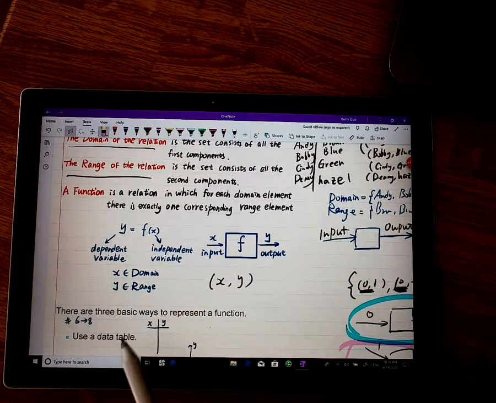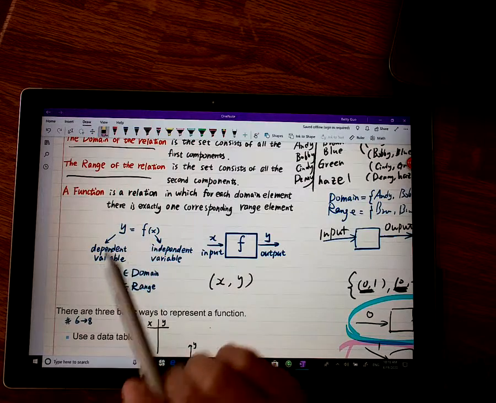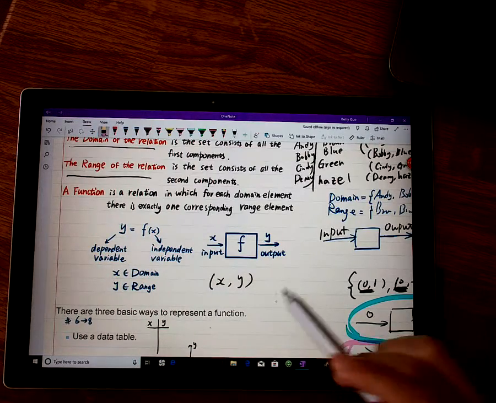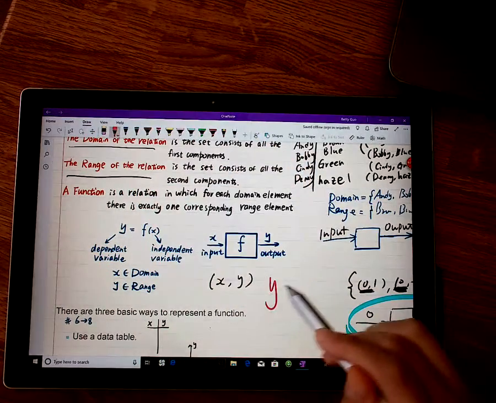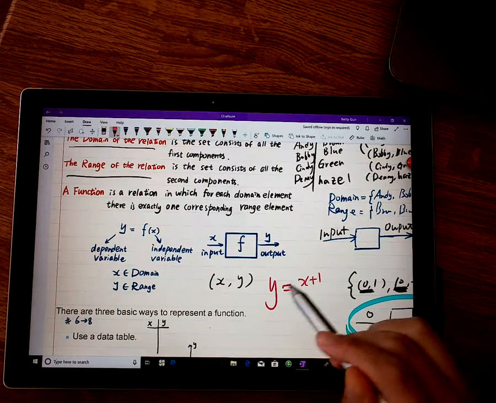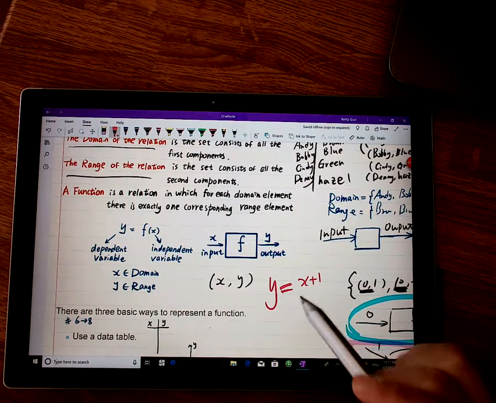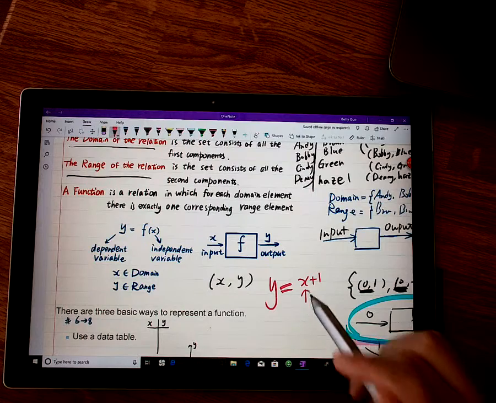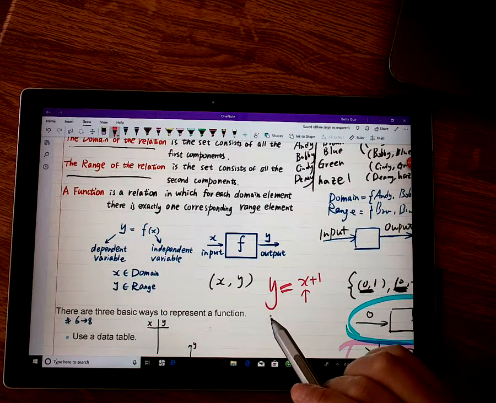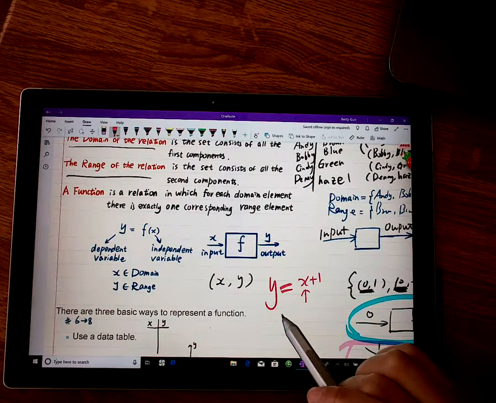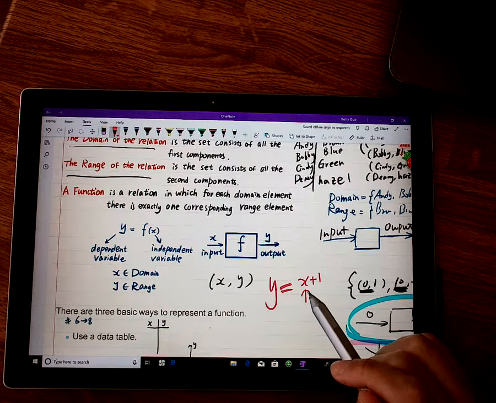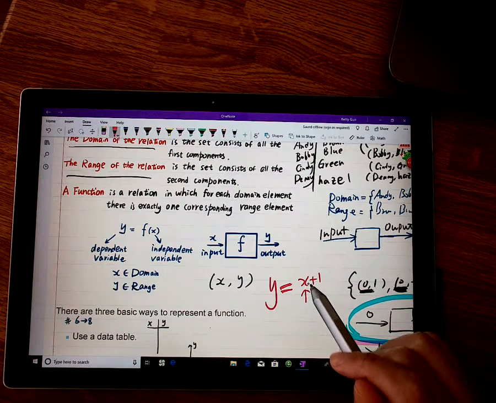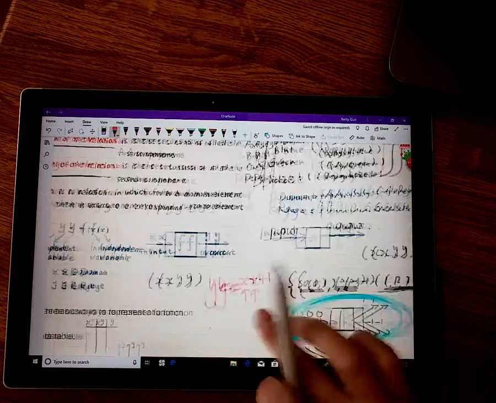Let's talk about the notation of function. A function could be represented as an equation. For example, earlier we have this equation y equals x plus 1, right? It is an equation, but actually it is a function. Why? Because for each x, there's only one y. You wouldn't see for the same x, two different y's.